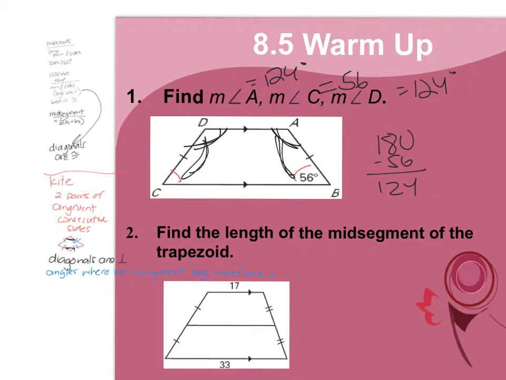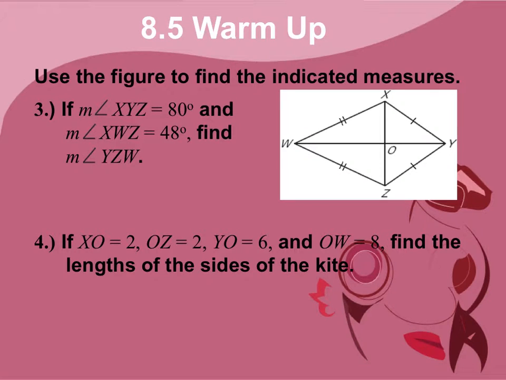Okay, number 2 says find the length of the midsegment of the trapezoid. So we said that the midsegment is equal to 1/2 the sum of the bases. So 17 plus 33 divided by 2, which is 50 divided by 2, or 25. Questions on either of those? Okay, this one's now dealing with the kite.